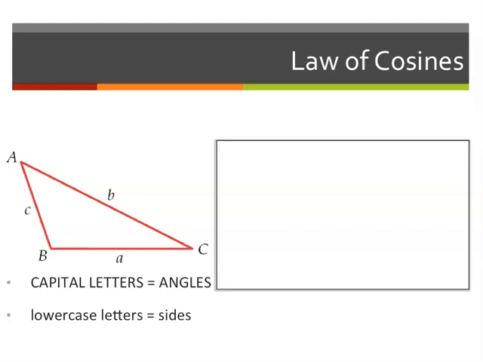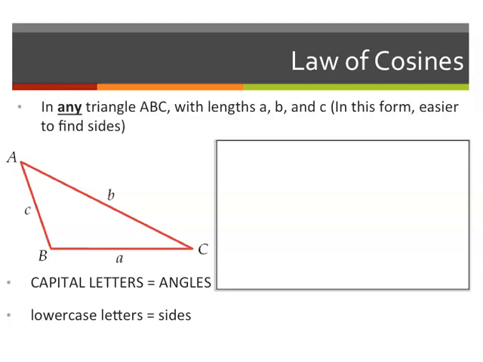Now, how do you know how to go about labeling them? Does it matter how we label it? The answer is yes and no. In a sense, it doesn't matter which angle you label A, B, and C, but it does matter how you label it in relation to the sides. You'll notice in this triangle that side a, lowercase a, is opposite angle A. Side b is opposite angle B, and side c is opposite angle C.